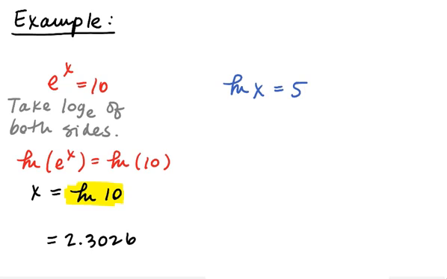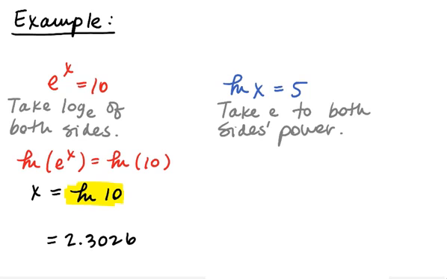For the one on the right, I'm going to need to undo natural log, and so that'll be take e to both sides power. So e to the natural log x equals e to the 5. Okay, e to the natural log x, that's just x. X equals e to the 5. Again, e to the 5, this is an exact answer.